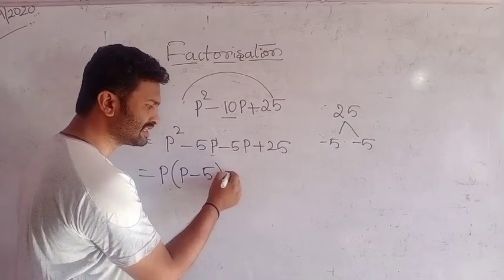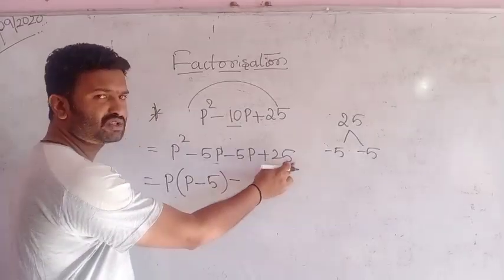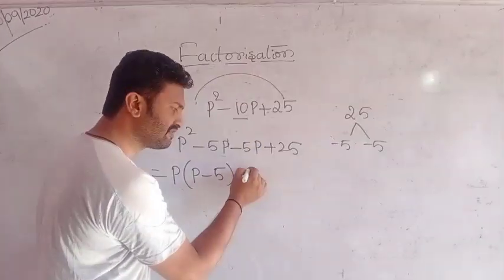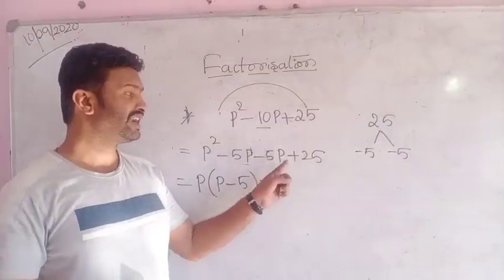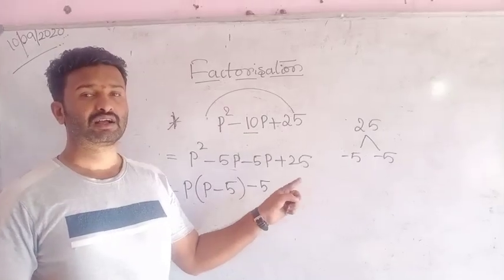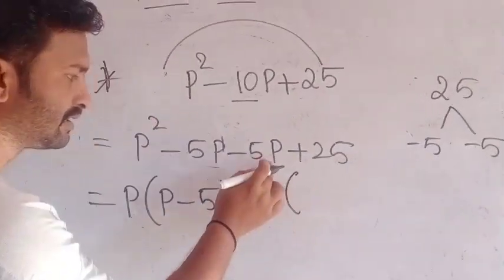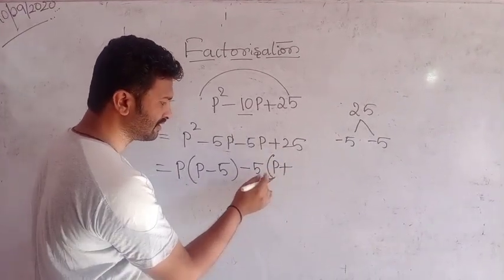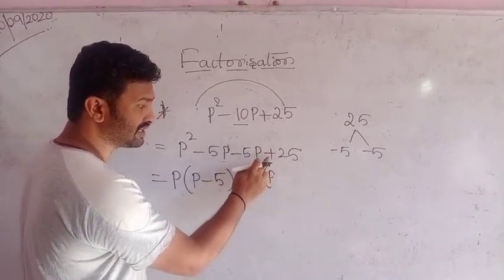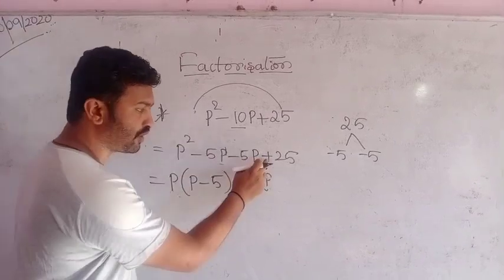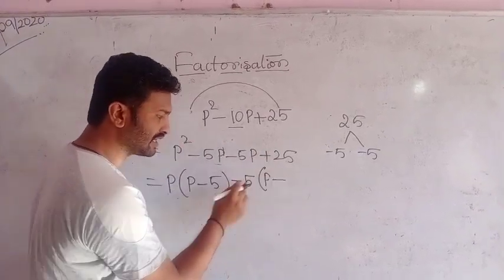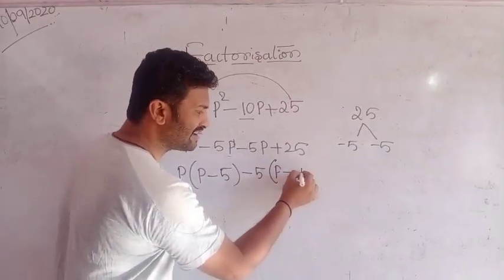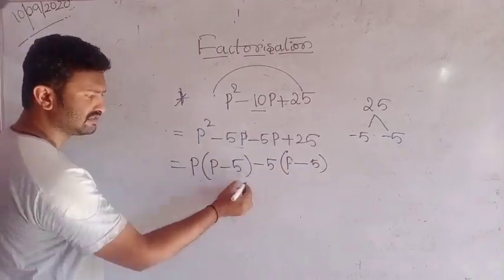Here, is there any common? Here p is not there. Here 5, here 25. I will take 5 outside. Why? 5 and 25 are divisible by the 5 table. And after taking minus 5 outside, p remains, and to get a positive sign we multiply by a negative sign. Minus into minus is plus. 5 fives are 25.